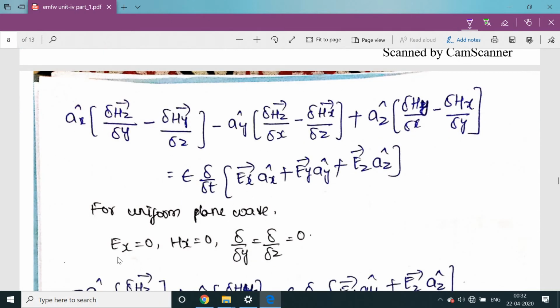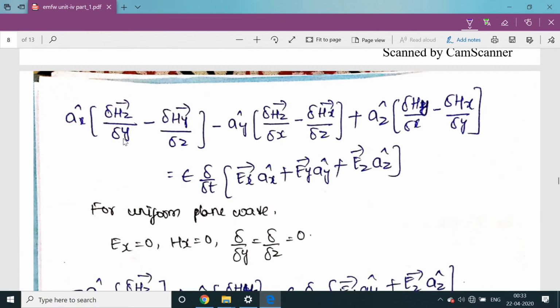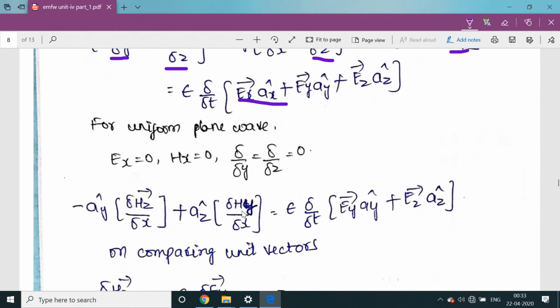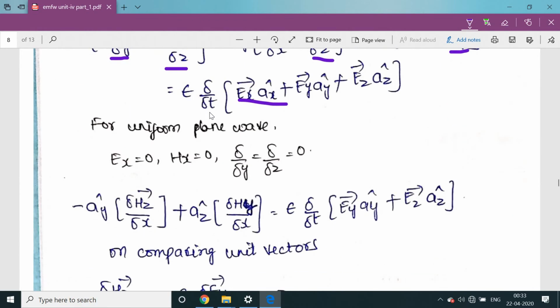So again we know for a uniform plane wave ex is equal to 0, hx is equal to 0, and it is independent of y and z axis, so dou by dou y is equal to 0, dou by dou z is equal to 0. So the remaining are this one, minus ay into dou hz by dou x plus az into dou hy by dou x is equal to epsilon dou by dou t of ey ay plus ez az.